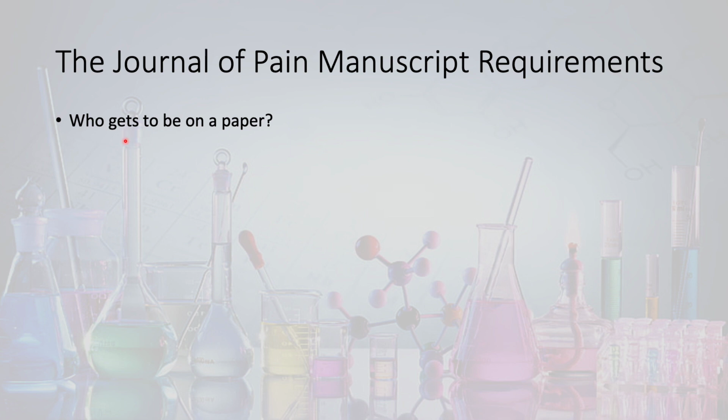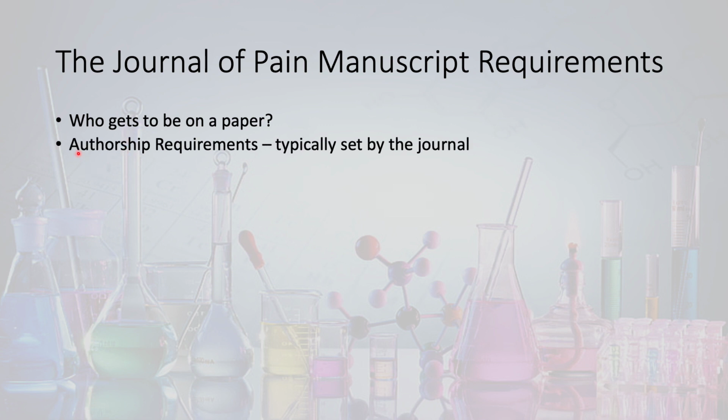All right, so who gets to be on a paper? You may think that it's only one person, or you may think that it's everybody involved in a project that gets published. Technically, authorship requirements are set by the journal, right? So each different journal will have its own different set of standards. Some journals allow and encourage technicians. So these are people who are only involved in the wet lab component of the work.